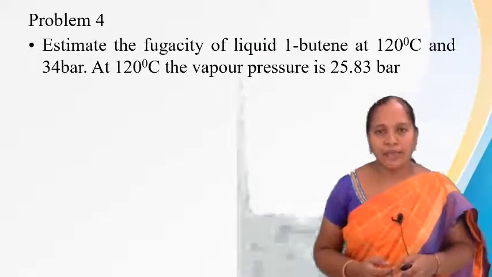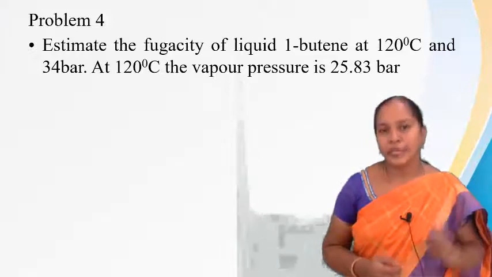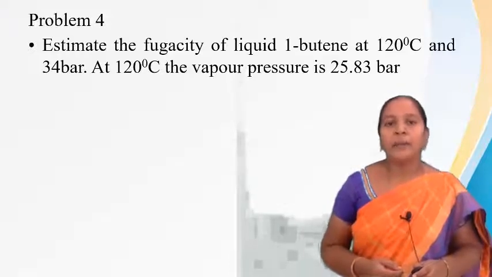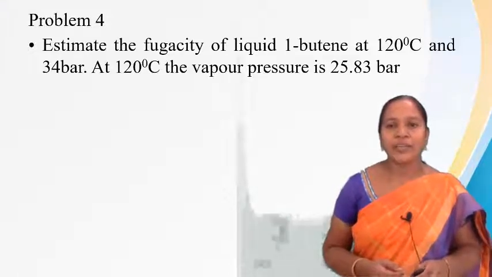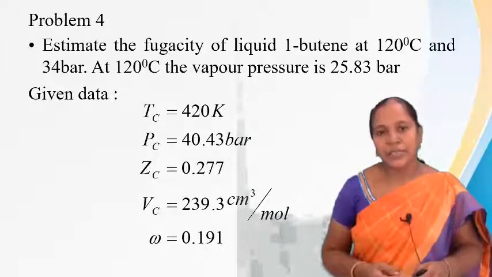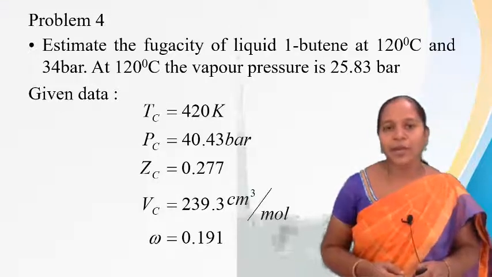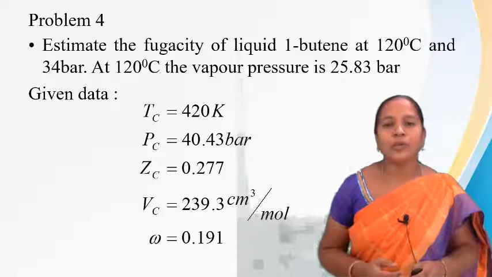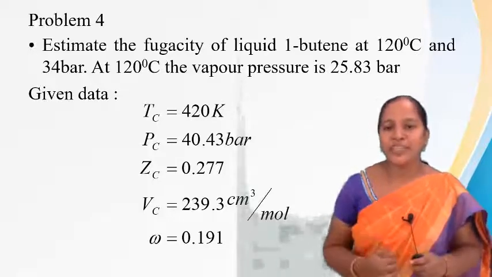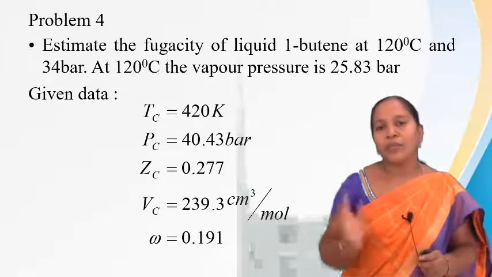Estimate the fugacity of liquid 1-butene at 120 degrees centigrade and 34 bar. At 120 degrees centigrade, the vapor pressure is 25.83 bar. Given data here is Tc equals 420 Kelvin, Pc equals 40.43 bar, Zc equals 0.277, Vc equals 239.3 centimeter cube per mole, omega equals 0.191.